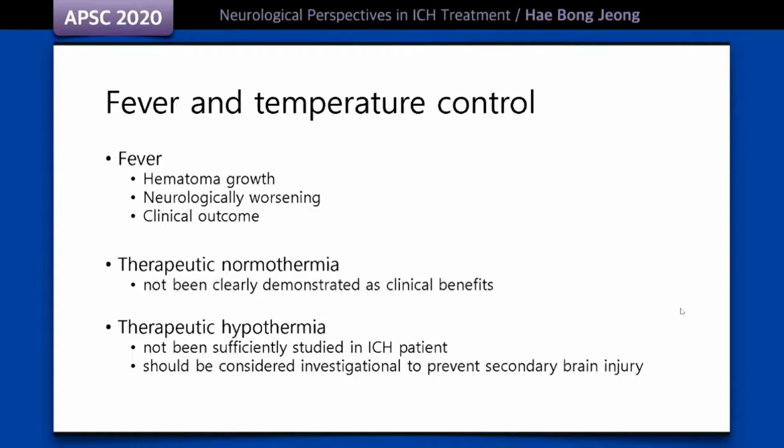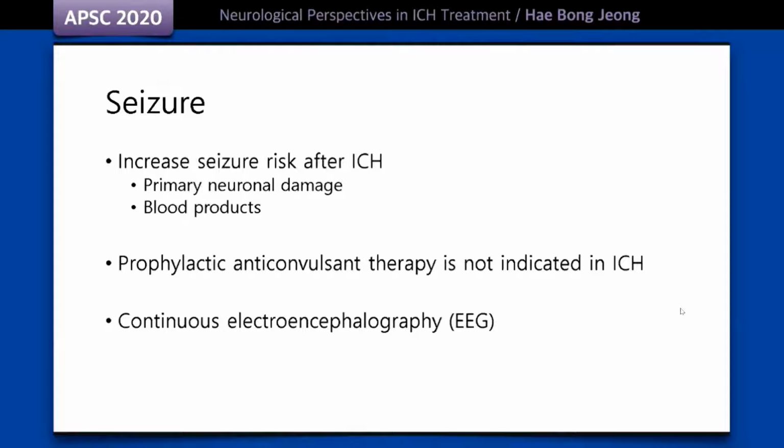Fever after ICH is not uncommon, and fever is correlated with hematoma growth and neurological worsening, and the duration of fever is related to clinical outcome in ICH patients. Preliminary data demonstrated that therapeutic hypothermia reduced perihemorrhagic edema after large supratentorial ICH, but it has not been sufficiently studied in ICH patients and has yet to be given a high level of evidence.